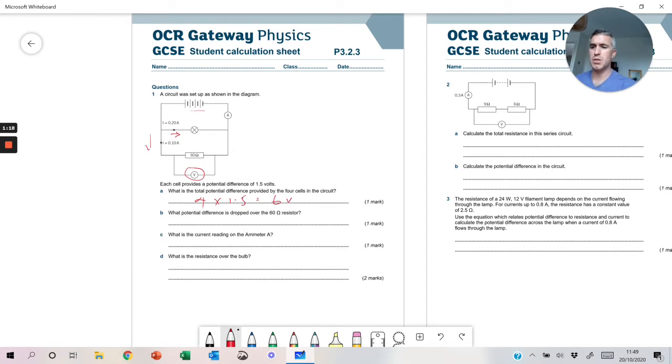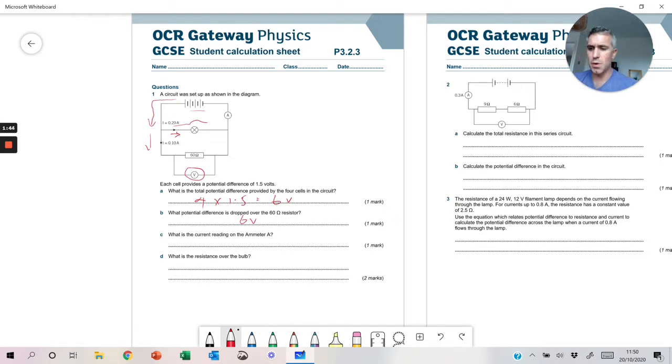Well, if you've got 6 volts coming from here and the 6 volts travel down along here, the electrons carry the 6 volts, so they can either go through this way and be used up in the bulb, or they can go this way and be used up in the resistor. But either way, you get 6 volts in the resistor and 6 volts in the bulb.